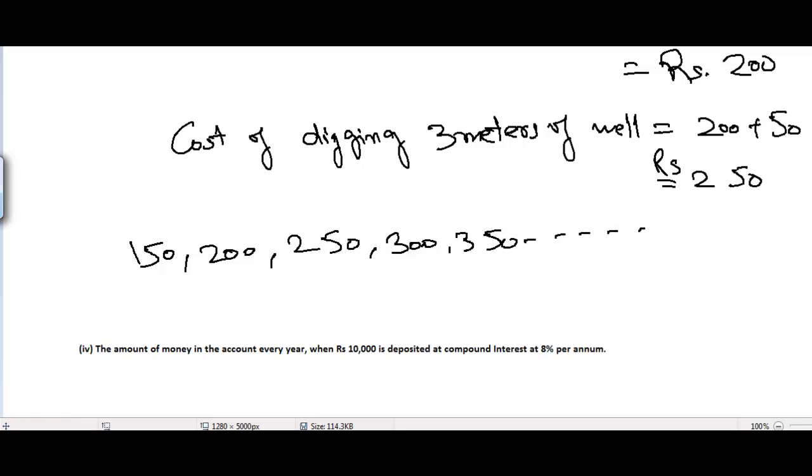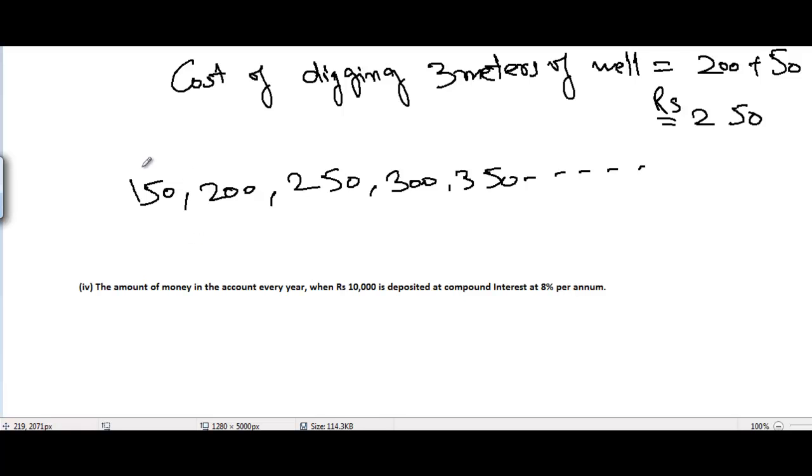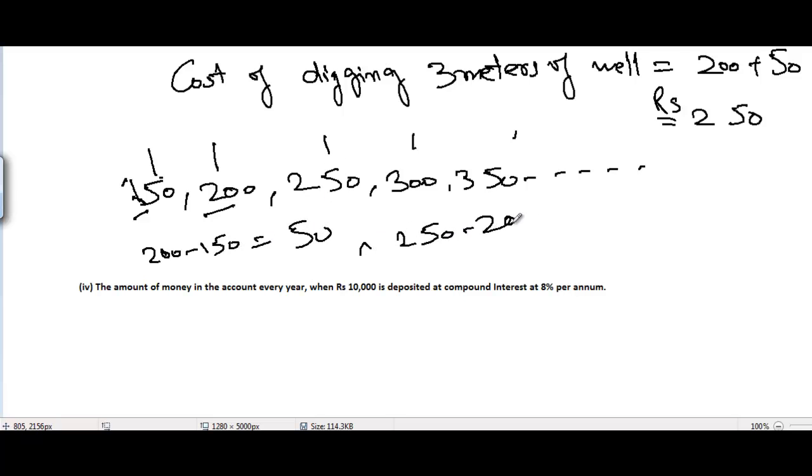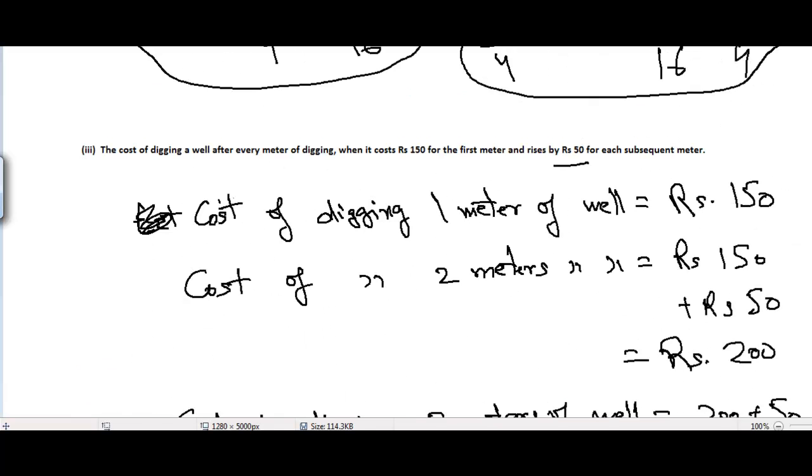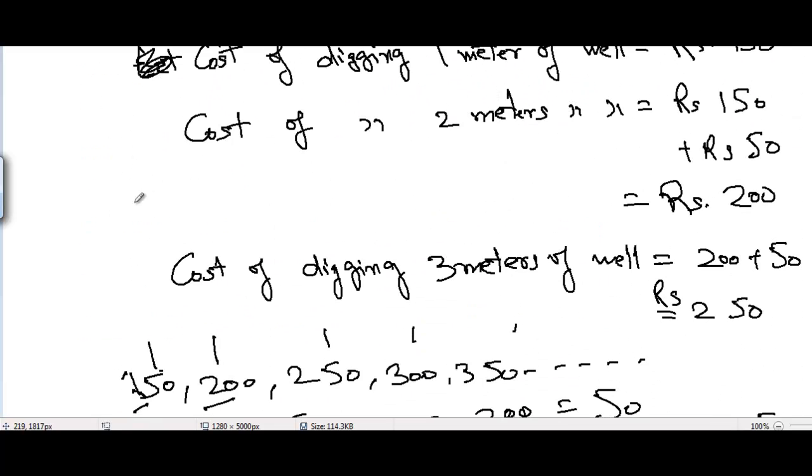Now we can decide if it is an AP or not. We can have a look at this sequence and check the difference between any two consecutive terms. 200 minus 150 is equal to 50, and similarly 250 minus 200 is also equal to 50, and 300 minus 250 is also equal to 50, and 350 minus 300 is also equal to 50. So the difference between any two consecutive terms is constant here. That is why it is an arithmetic progression. So we say that the numbers related with this sequence make an arithmetic progression. So the answer would be yes.